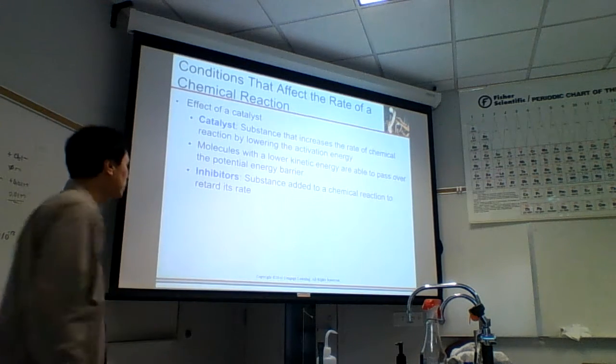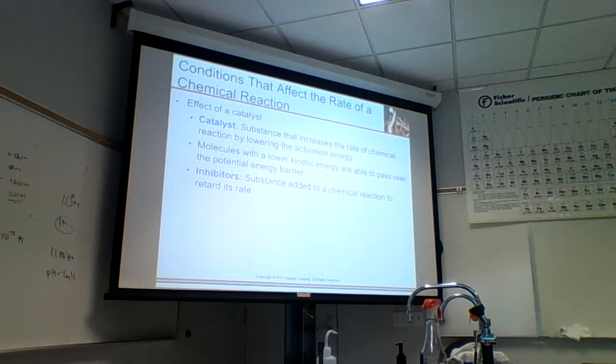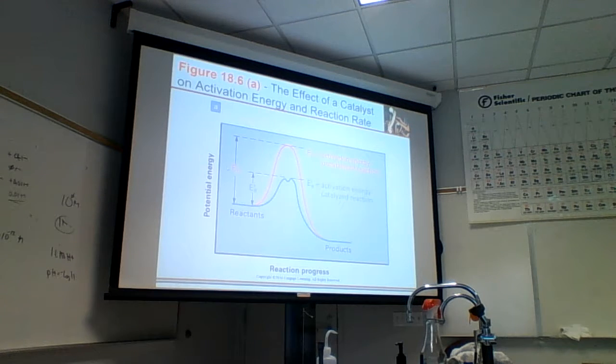Inhibitors are things that work against natural catalysts. Some people don't want reactions to go too fast. They want them to go slow, so they'll put in inhibitors to disrupt catalytic action.